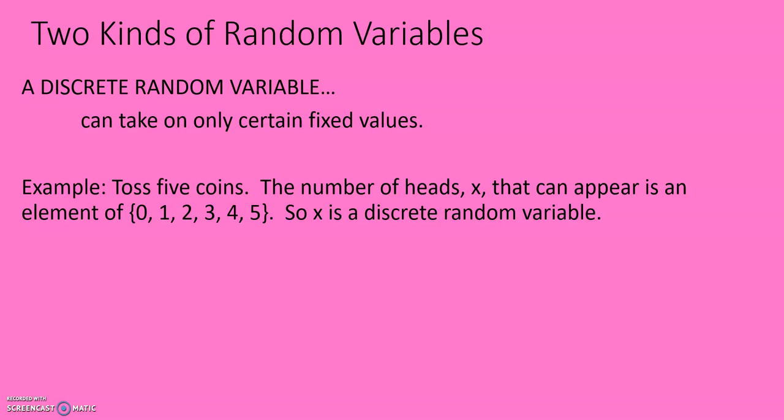Example, you toss 5 coins. The number of heads that can appear is either 0, 1, 2, 3, 4, or 5. So x is a discrete random variable.